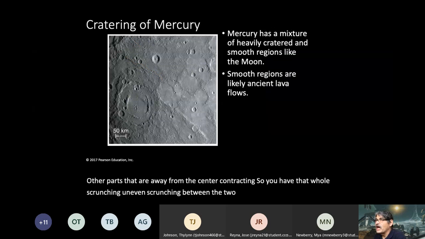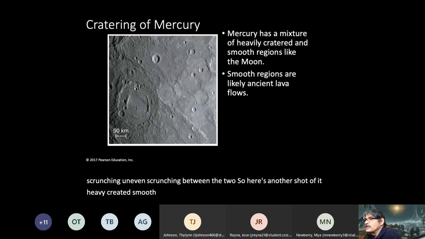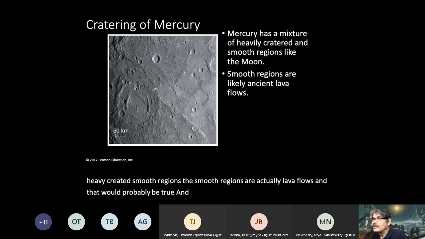So here's another shot of it. Heavily cratered and smooth regions. The smooth regions are actually lava flows, and that would probably be true. And then again, you have these escarpments right here, for example.